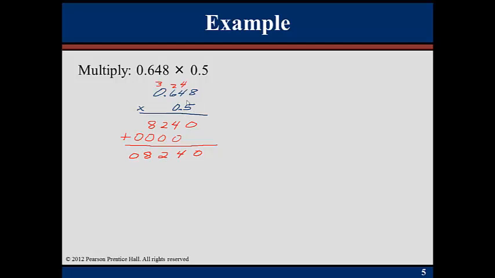Now in the problem there are 3 decimal places for the top number, so 3, and then for the bottom number 1 decimal place. So 3 plus 1 is 4. So in your answer, you need 4 decimal places. So 1, 2, 3, 4. So it's 0.3240. Or you can write your answer as 0.324.